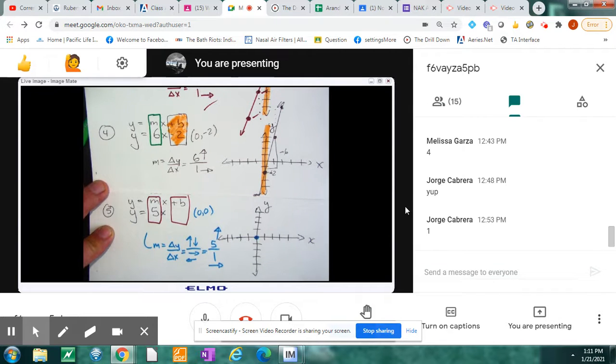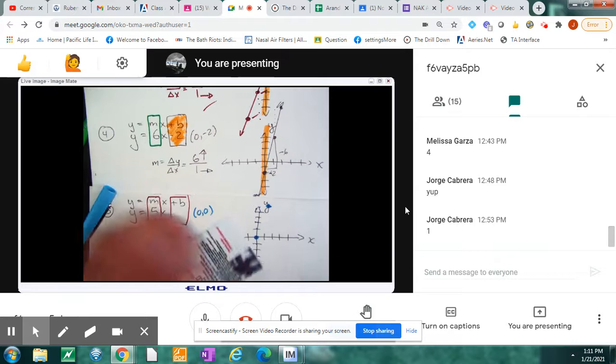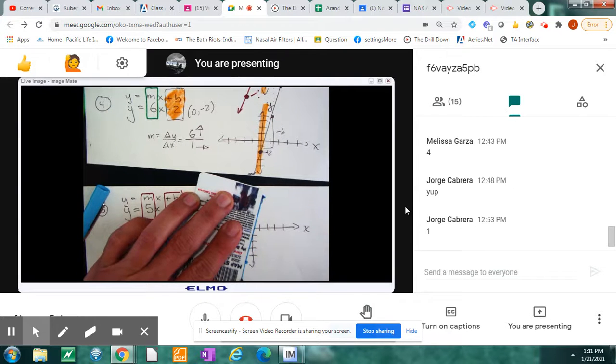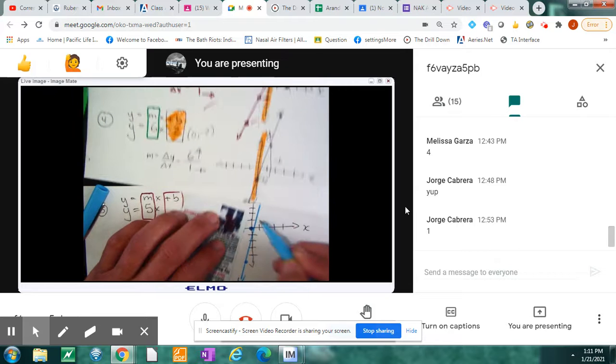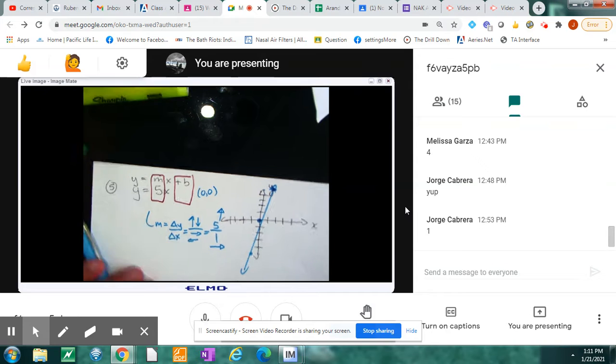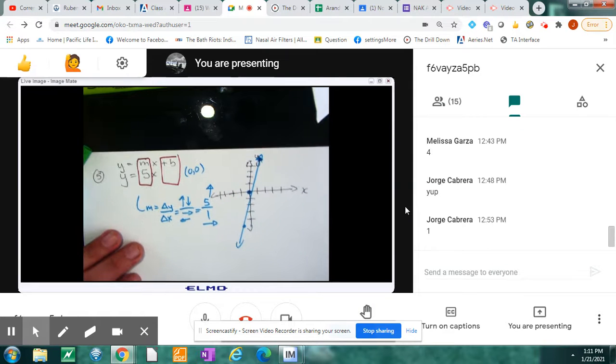Here we go. 5 up and 1 over. 1, 2, 3, 4, 5, and 1. And then 1, 2, 3, 4, 5, and 1. And there you go. You could just do 1 and 1, that's fine. So 5 and 1. It's a little crooked, but that's fine. So there you go, 5 and 1 right there.